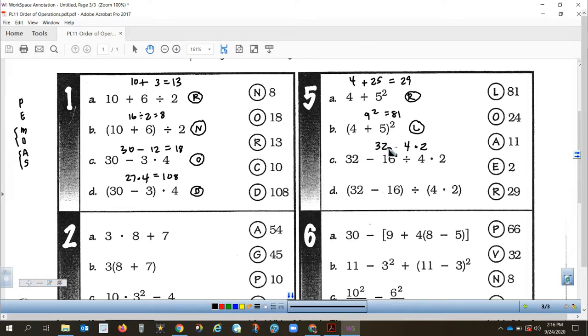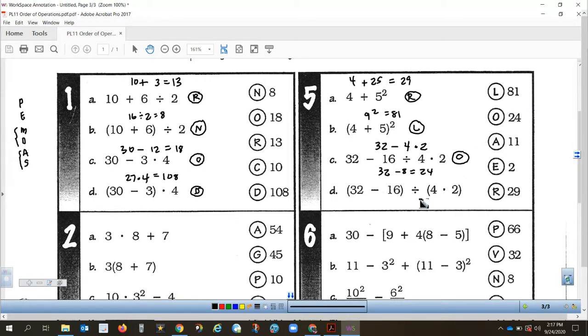This is the first time I'm going to need more than one line to do my math. So I divided, right? But now I have to multiply because multiplication comes before subtraction. So now this becomes, I'm going to write it right below it, 32 minus 8, okay? Because 4 times 2 is 8, and 32 minus 8 is 24, which again, that makes me happy because I see that's one of my choices, O.